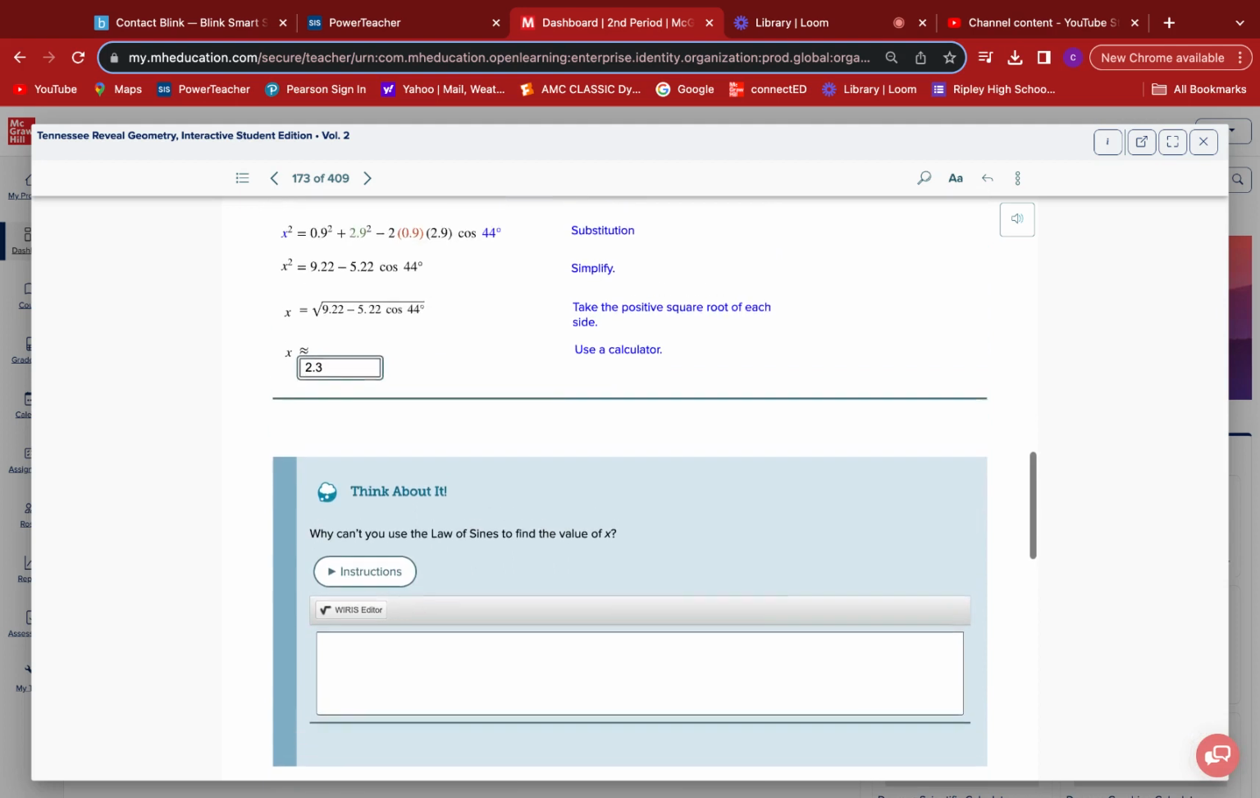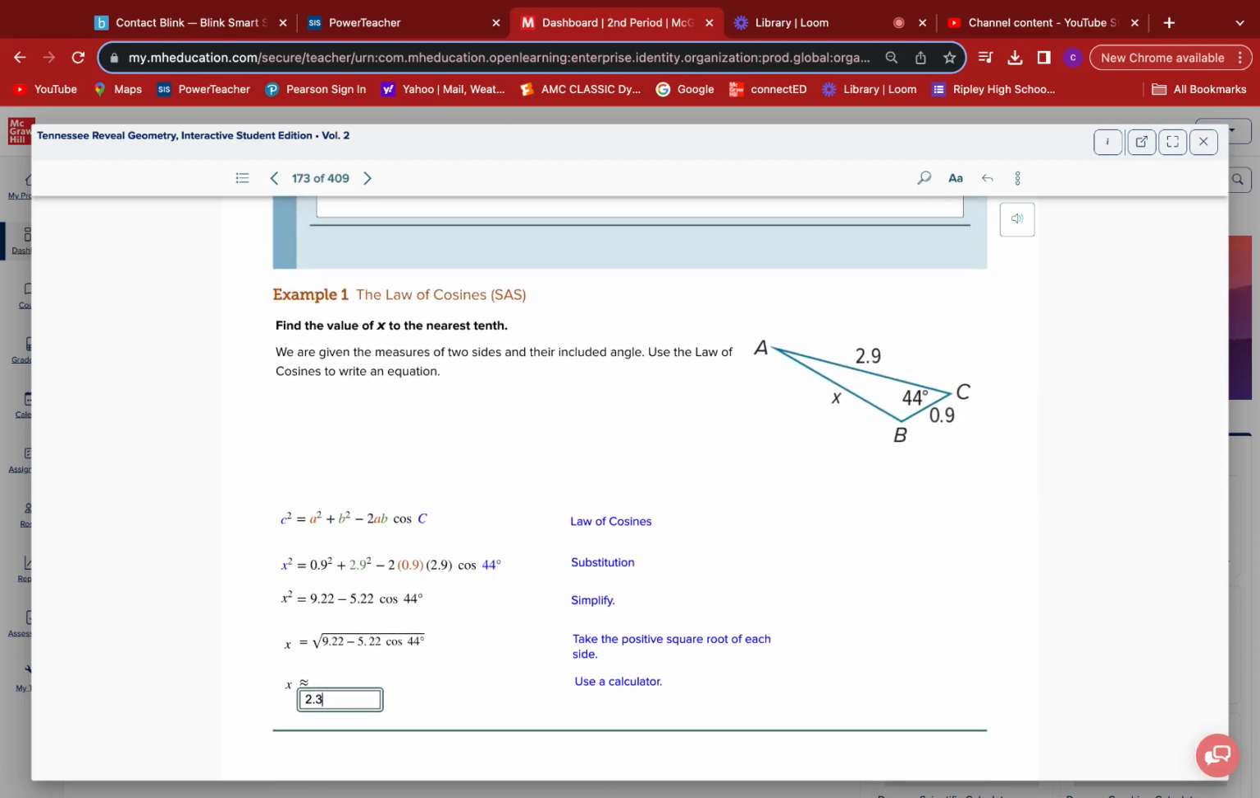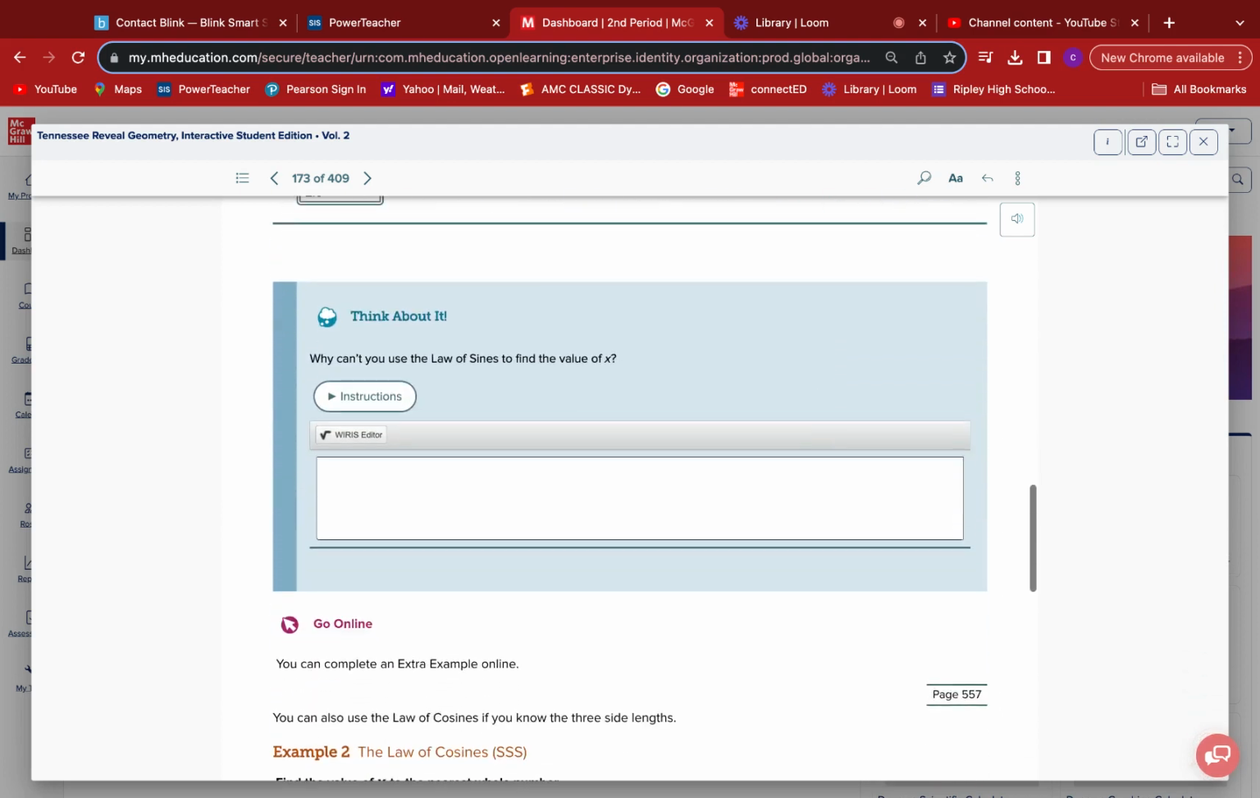Yes, that is your answer for example number 1. So what did you just find? You found this side right here from A to B, which is side little c, is 2.3. There you go. Example number 1 done.